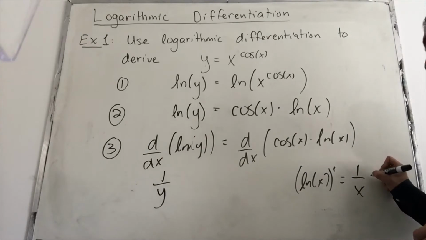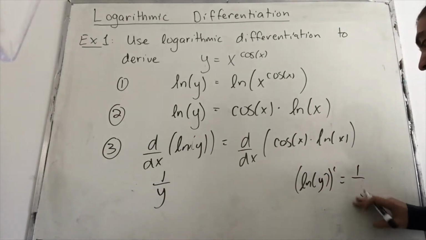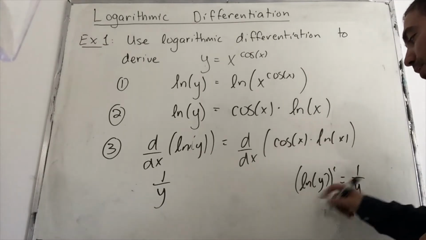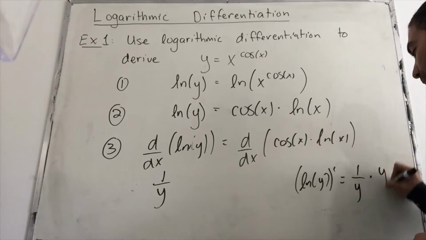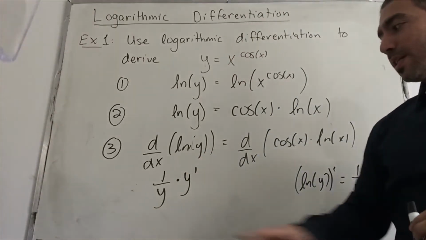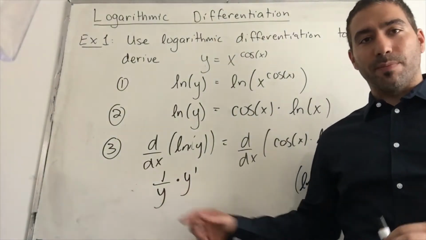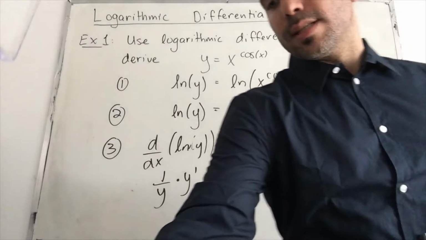And then we have to apply chain rule, because instead of x we have a y, and we're deriving with respect to x. So chain rule says to multiply by the derivative of whatever's inside the bracket. So you get times y prime. So on the right hand side, you're always going to get 1 over y times y prime. It always works out that way. Okay. So that's the left hand side done.